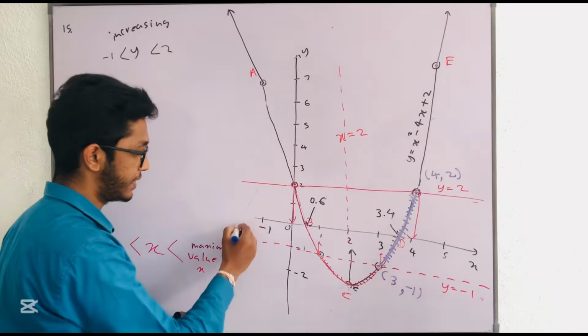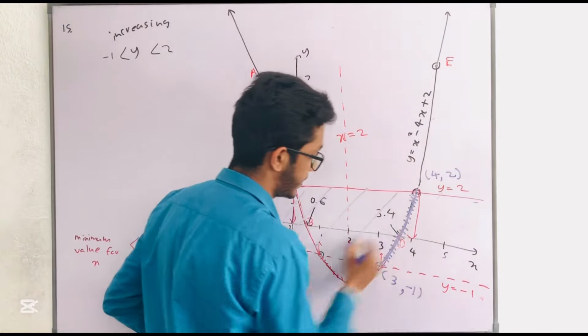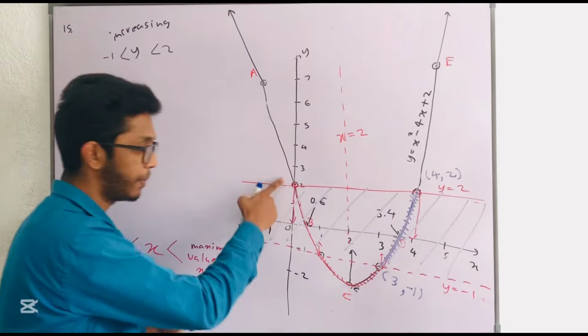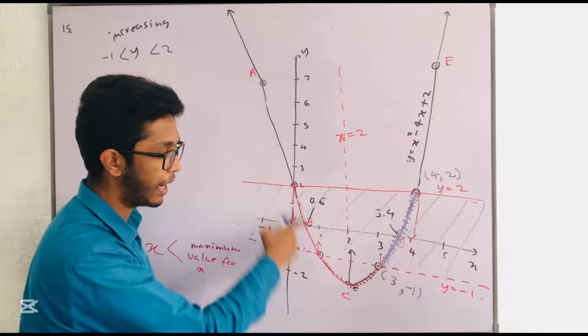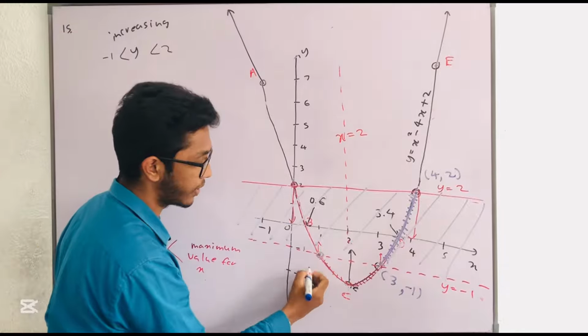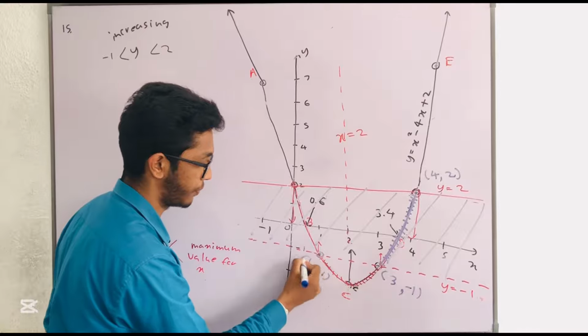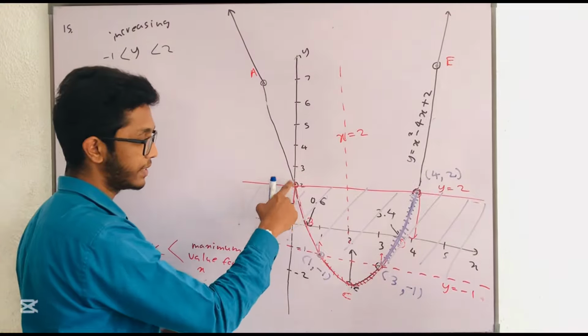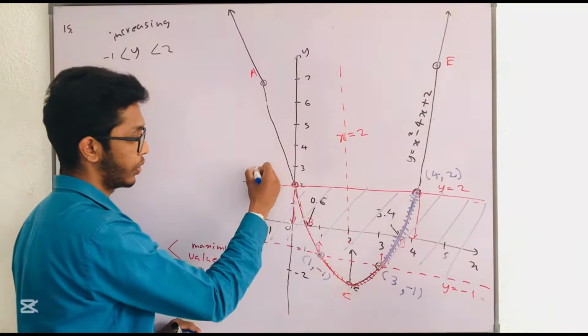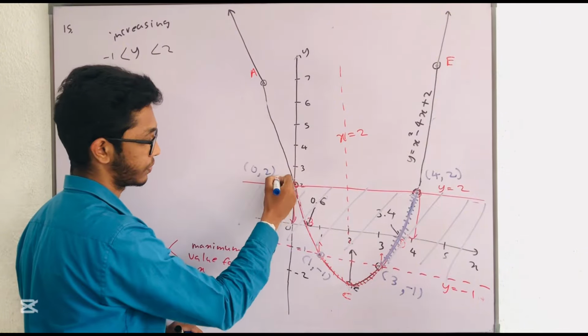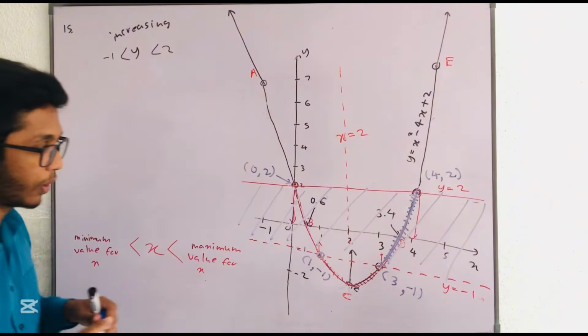And for this same part, we have a decreasing part also. So in that decreasing part also, I will write the coordinates. Here the coordinate is 1, minus 1. Here the coordinate is 0, 2. So I just roughly mark the coordinates.